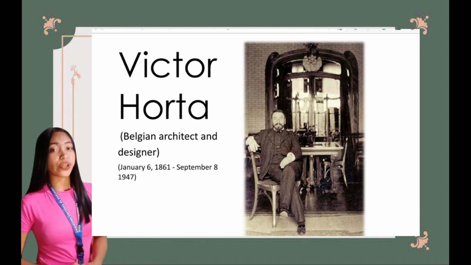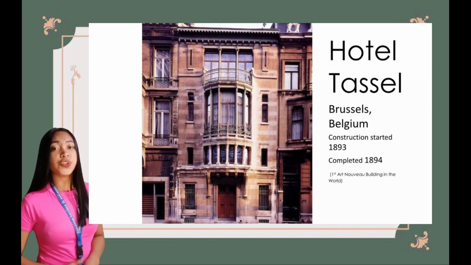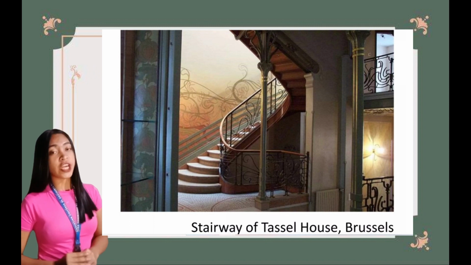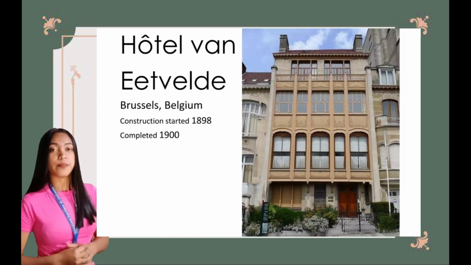According to Victor Horta, a Belgian architect and designer who designed the Hotel Tassel in Brussels, Belgium, that was constructed in the years 1893 to 1894 and was considered as the first Art Nouveau building in the world. As we go into details inside the famous hotel, we can see here in the picture the stairway of Tassel House.